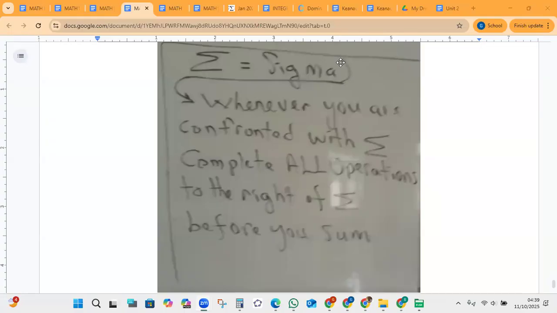Now, before we move on to the calculation, we are going to be using sigma, which is the international symbol for sum or total. Please take note: whenever you are confronted with sigma, complete all operations to the right of sigma before you find the sum. In other words, add last, as the final thing you do whenever you see sigma.